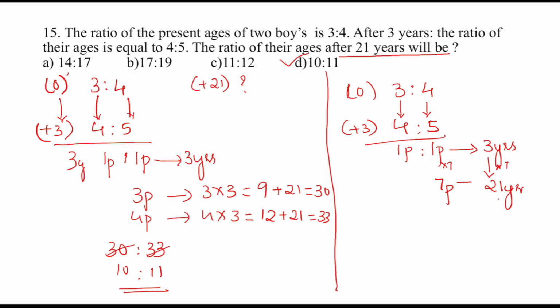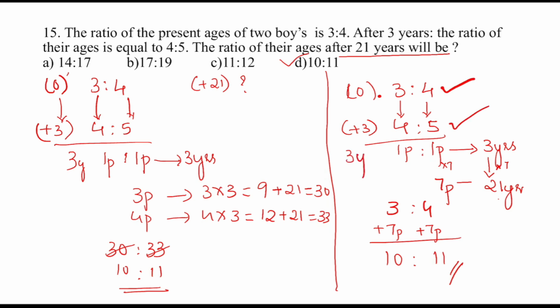So directly add the parts: 3:4 plus 7 parts. As we did in the earlier problem, there we got 1 part, but here we are getting 7 parts. So it will be a 10:11 ratio. Understood? See here, the present ratio is 3:4. After 3 years, the ratio is 4:5. That means the difference between the years is 3 years, and the difference between the parts is 1 part.